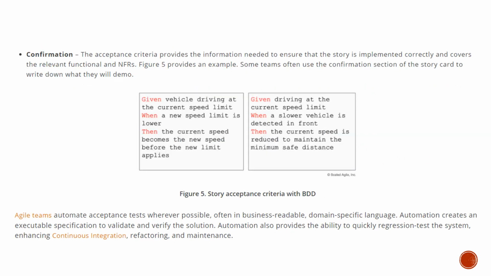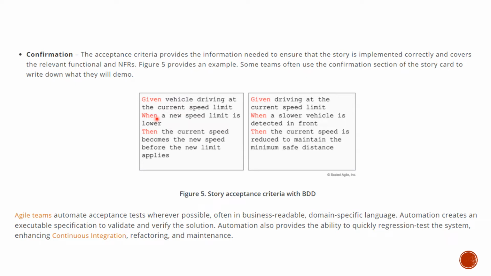The third C is the confirmation. Acceptance criteria should be written, preferably, in a BDD format. The acceptance criteria provide the information needed to ensure the story is implemented correctly. So how do you validate it? The validation mechanism is provided in the form of acceptance criteria.